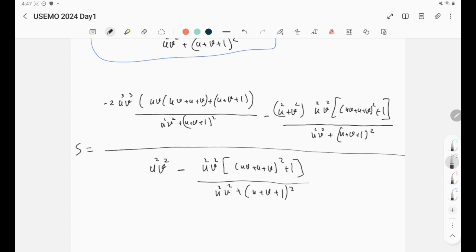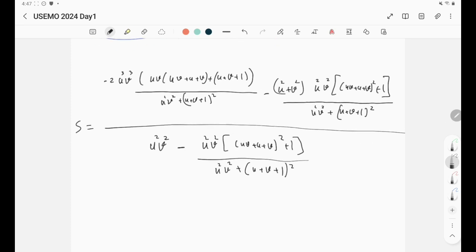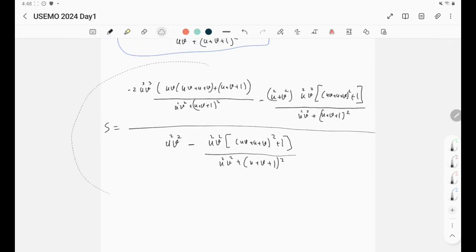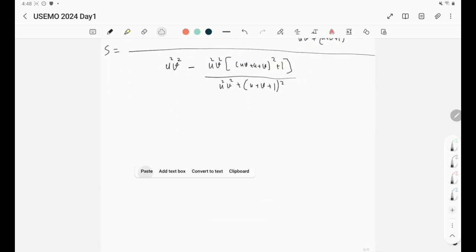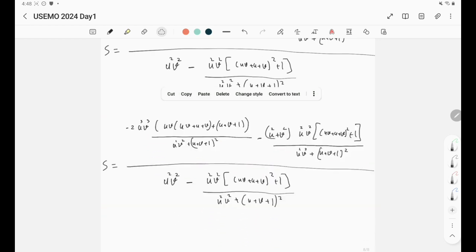Now it's time to cancel stuff. Let's see what we can cancel. Okay, first of all, in the numerator and denominator, both we can take u square v square as a common factor. What I prefer here is to copy this and cancel on the new one, so that if we make a mistake we still have the original one. So first of all, you have here u square v square, u square v square, u square v square, u square v square. So we can just delete these. Okay, this is step 1.